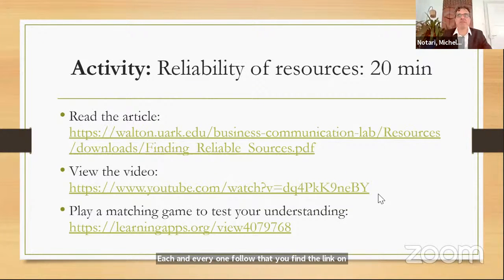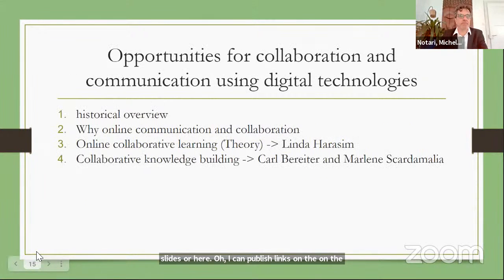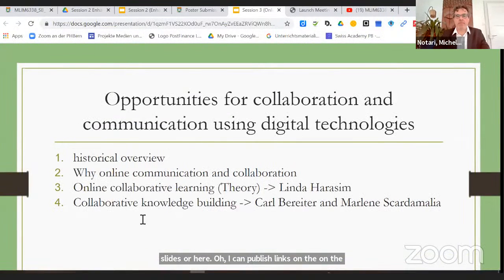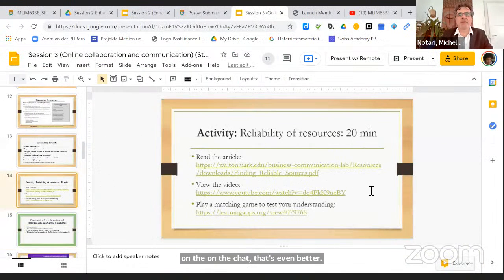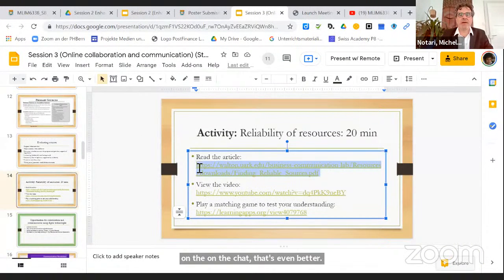Oh, I can publish the links on the chat. That's even better. I will publish links on the chat, and I will mute myself. Oh, does someone already? Oh, thank you. Thank you very much for publishing on the chat.